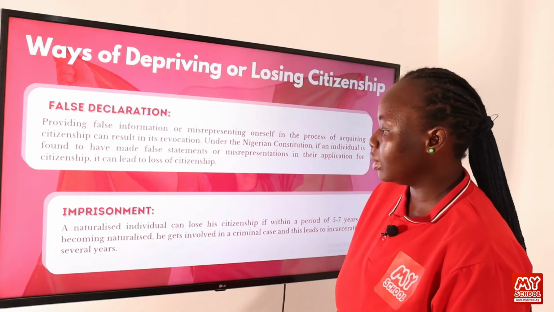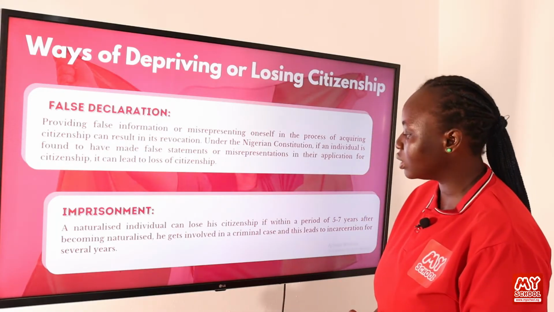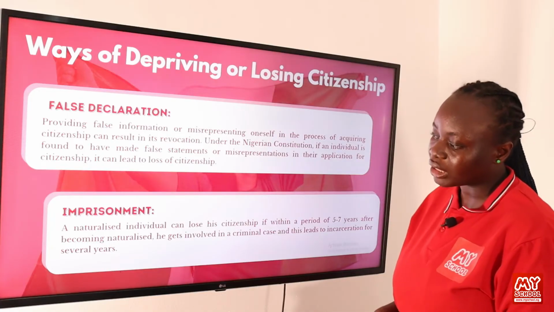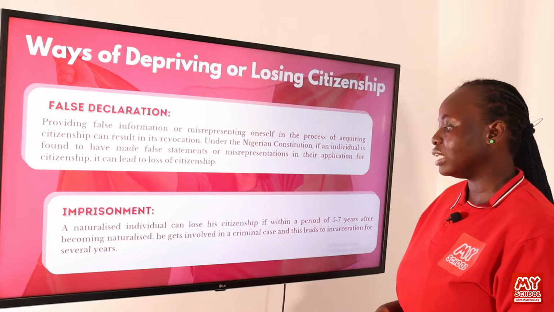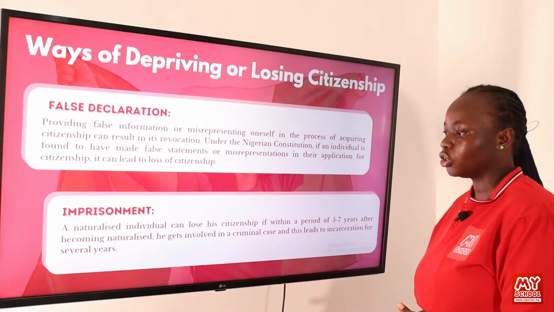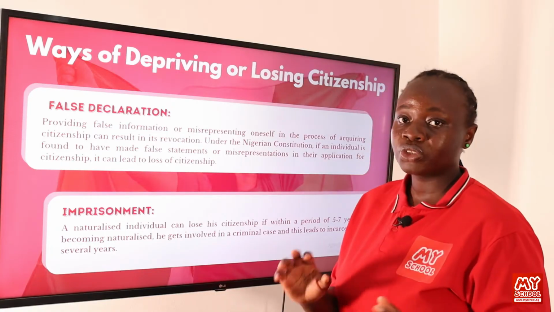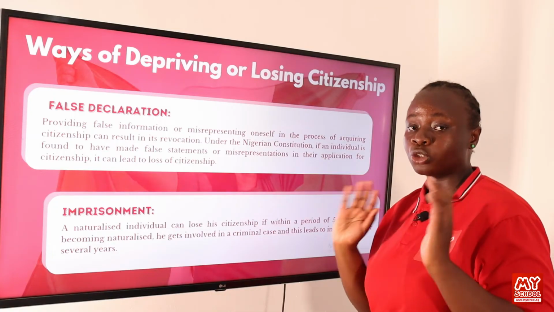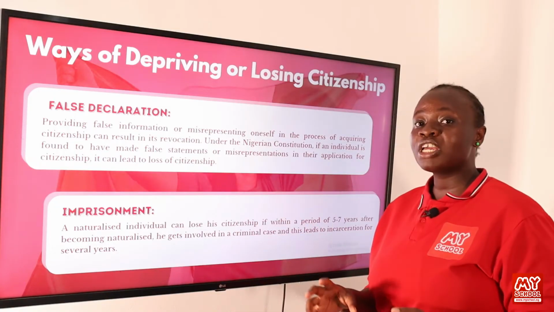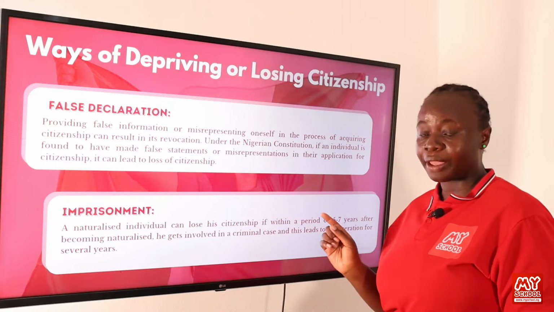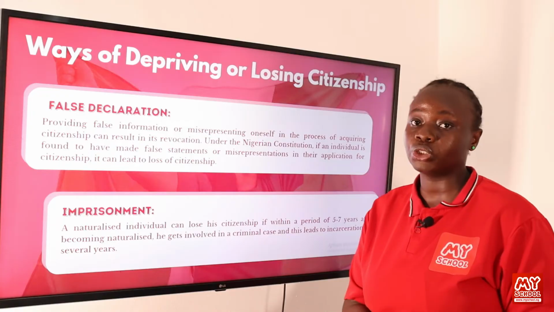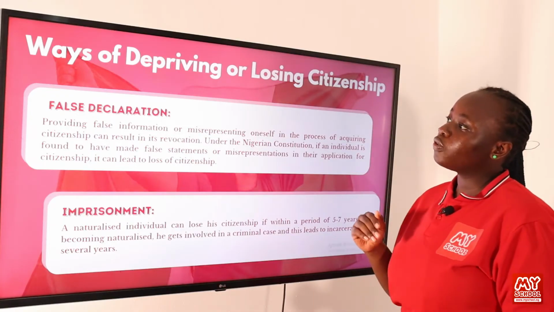Then we have imprisonment. A naturalized individual can lose his citizenship if, within a period of 5 to 7 years after becoming naturalized, he gets involved in a criminal case, and this leads to incarceration for several years. So they give you a period of 5 to 7 years where they are watching to ensure that you continue to maintain that good behavior. So if within that period you commit a crime or you're involved in any form of crime whatsoever, you may lose your citizenship. Now let's move on to the next slide.